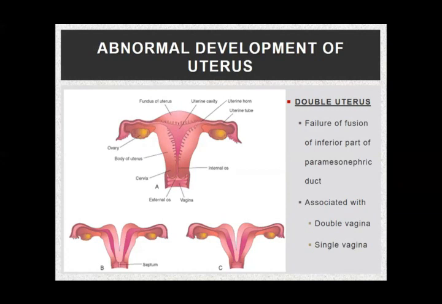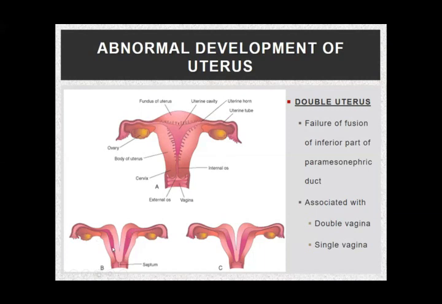ठीक है. अच्छा जी, अब बात ये है, the uterus is formed by the fusion of caudal part of paramesonephric ducts. ठीक है. Right and left ducts, they fuse together and they form the uterus. If these ducts do not fuse, they remain separate. So two uteruses will develop, right and left.